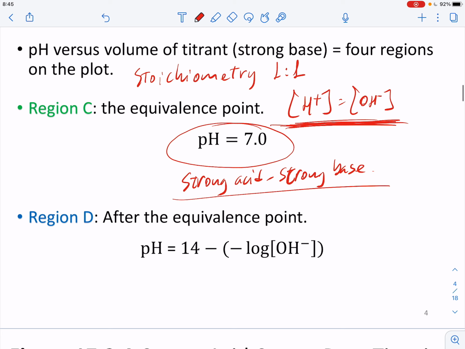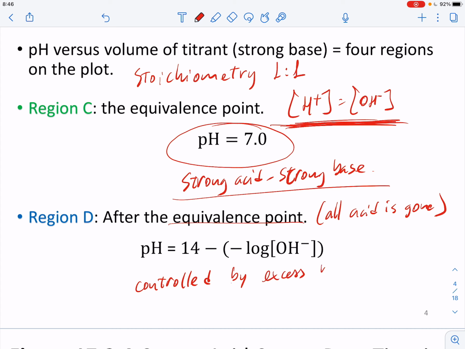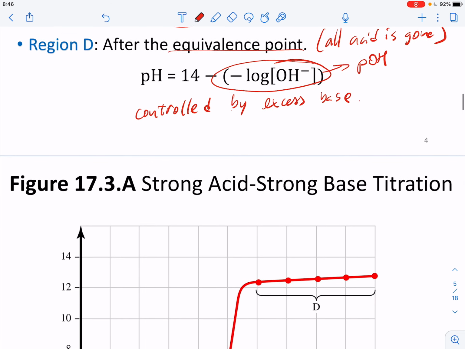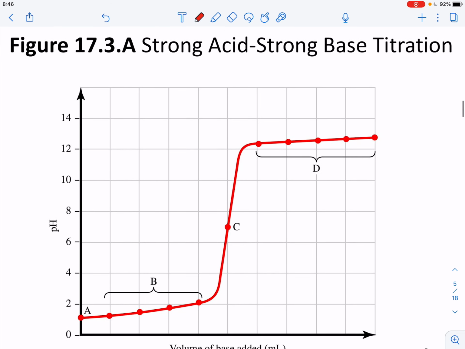And region D, the last region, is after the equivalence point. At this point, all acid is gone, and the pH is controlled by the excess base. Okay, therefore, what you have here is actually the pOH. So you calculate first the pOH because of the excess of base, and then the pH with that equation. Okay. So this is how a pH titration curve looks like.